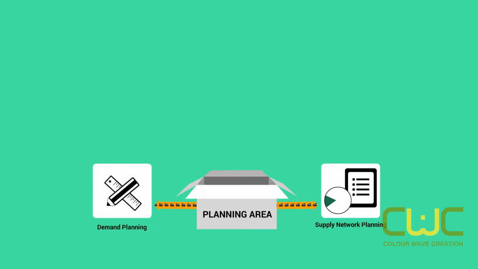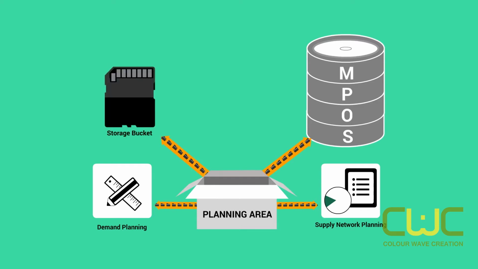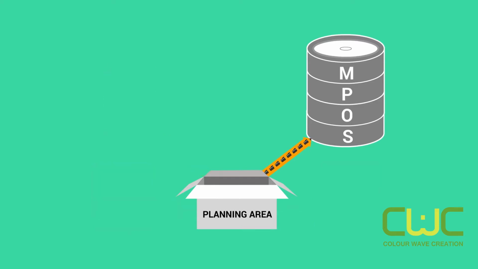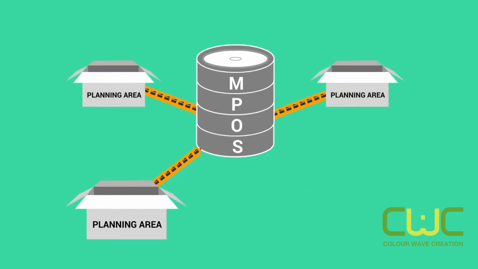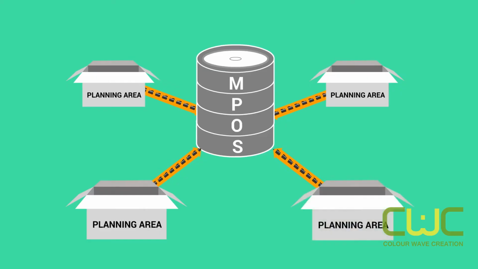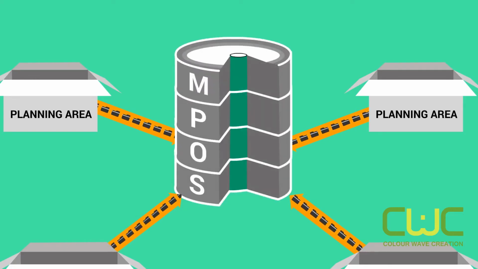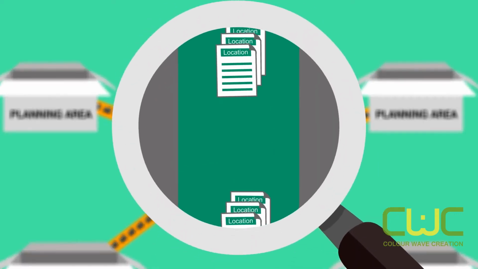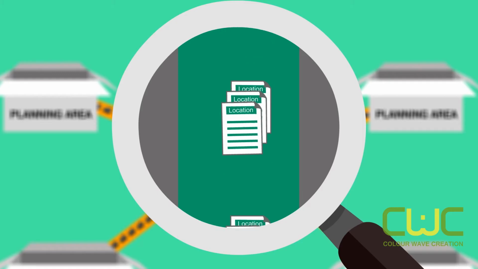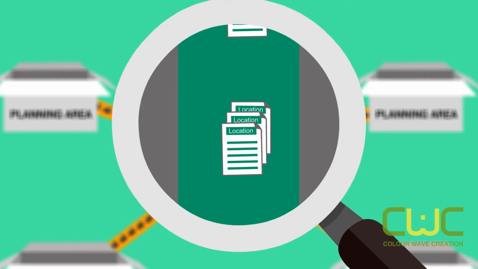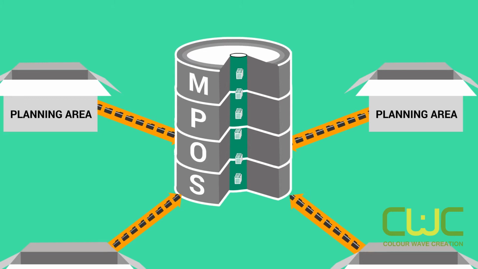Each planning area is linked to an MPOS and a storage bucket profile. Each planning area is linked to only one MPOS. However, each MPOS can have multiple planning areas associated to it. An MPOS, or Master Planning Object Structure, contains plannable characteristics for one or more planning areas. The CVCs in the MPOS contain lots of data. This data helps to form and execute various demand planning activities.